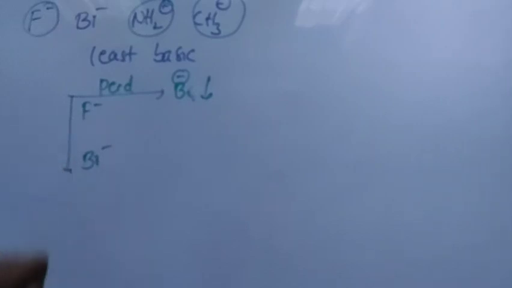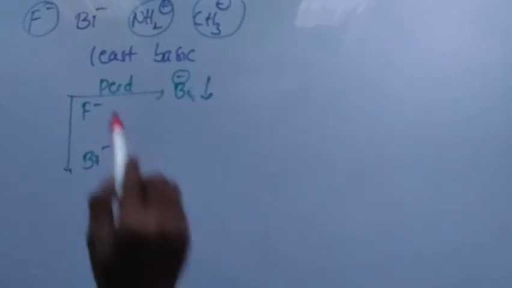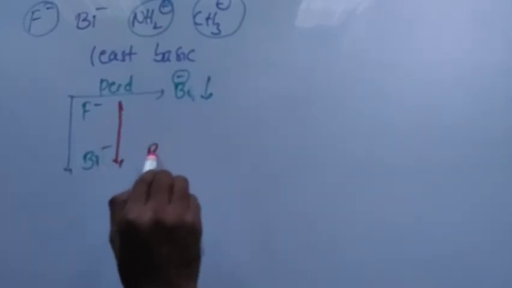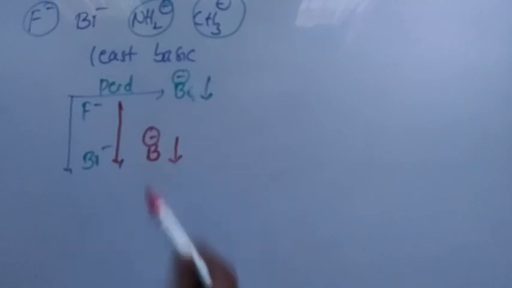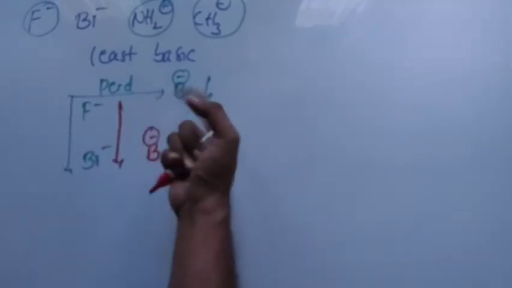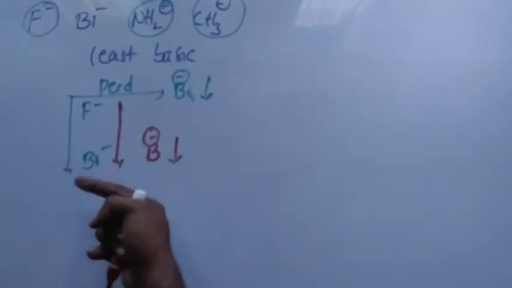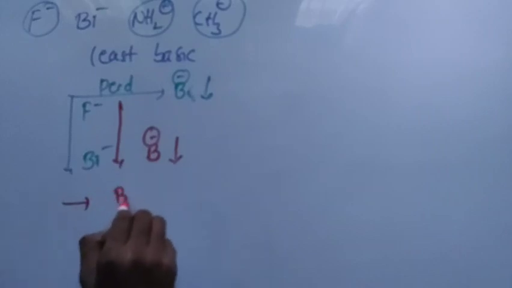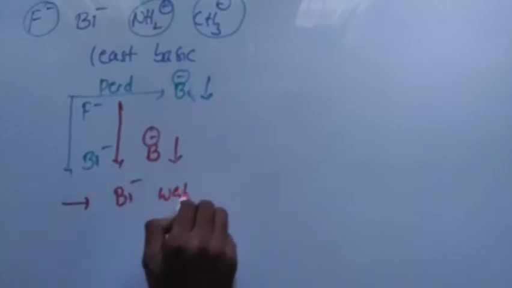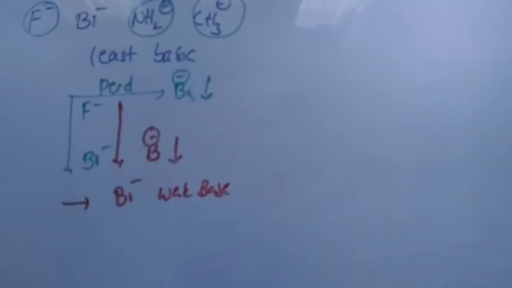Quite naturally, fluoride and bromide are members of the same group. They are the family members of the same group, and we also had seen in the previous video, down the group basicity decreases. Across the period basicity decreases, and down the group basicity decreases. And since bromine lies lower in the group, for this question, Br minus is the weak base.